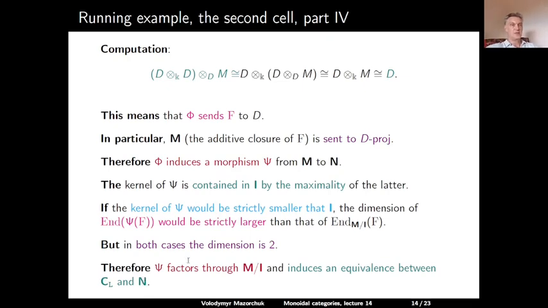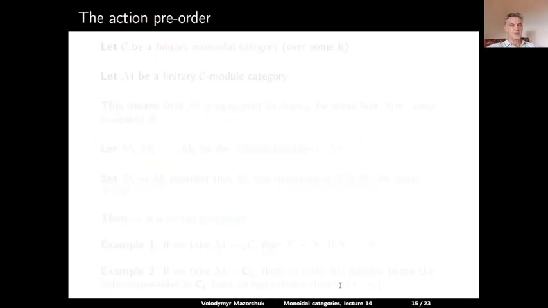And this completes the proof of our running example. So the second cell module is just given by the natural action of our category D on the category of projective modules over the dual numbers. Now let us define the action preorder.